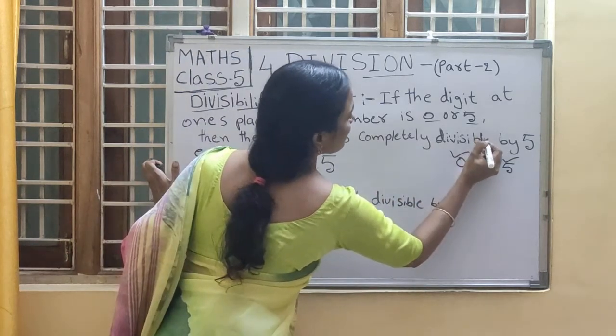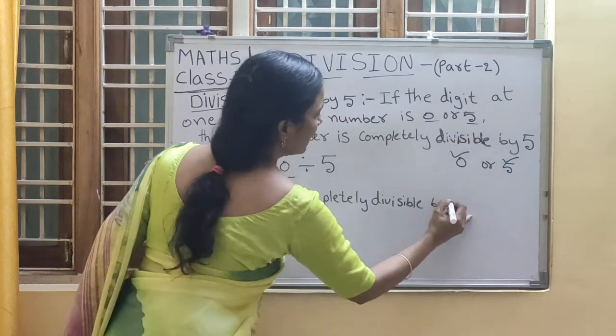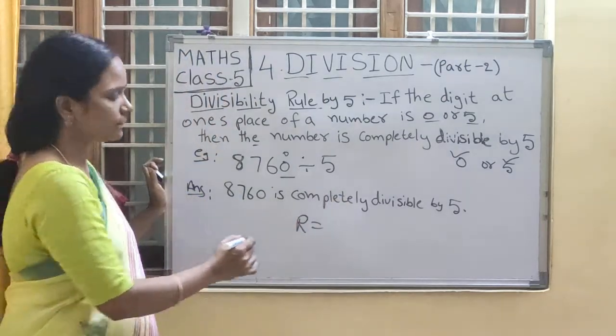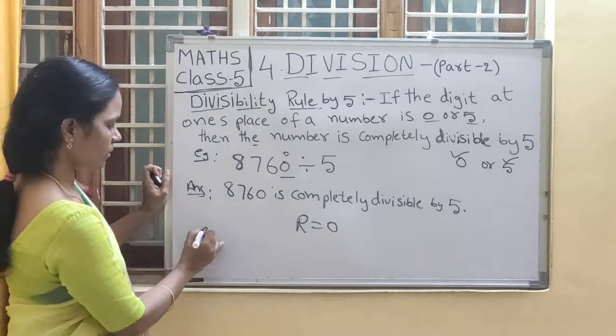Completely divisible by 5. And what is the remainder? Completely divisible means the remainder is 0. Have you understood? Shall we take one more example?